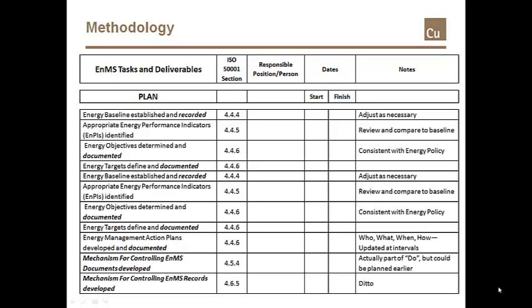Plan activities are continued on this slide. Note that other tasks that may or should be planned may be done at this time. For instance, these last two are located in the Do section per ISO 50001. However, their importance requires planning and may be undertaken earlier.